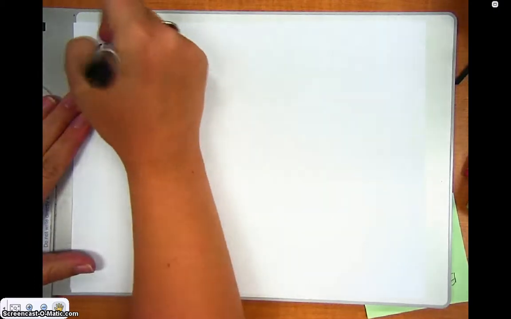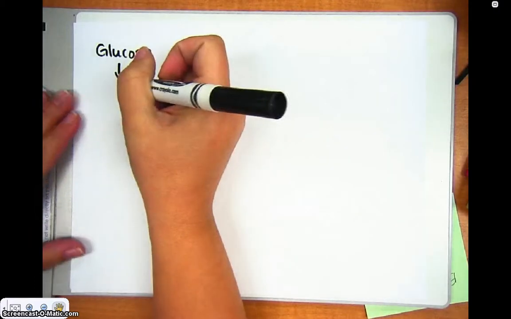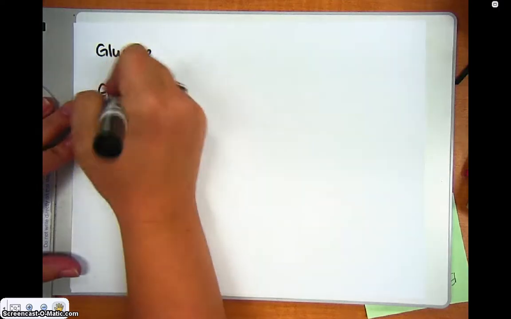So in this video, I'm going to go over the whiteboard drawing that I did in class. Everything starts with the compound glucose, and glucose undergoes a process called glycolysis.